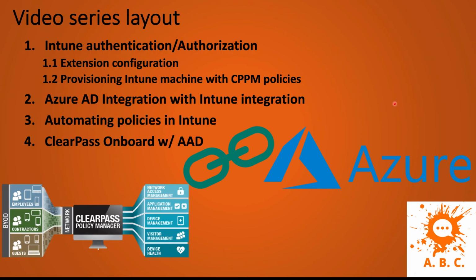In this video series, I'm first going to configure the integration between Intune and ClearPass, using Intune as an authorization source to determine our ClearPass policies on. In the upcoming videos, I'll be covering the Azure AD integration with ClearPass and also using Intune. Then we're going to automate the stuff. So basically the group policy objects that you would normally make in an AD environment, this is something that you can also make in Intune as well. And in the last video, I'll be making ClearPass Onboard work with Azure AD as well.